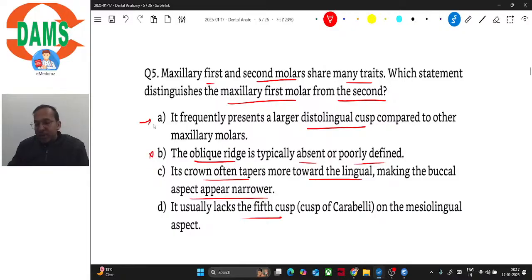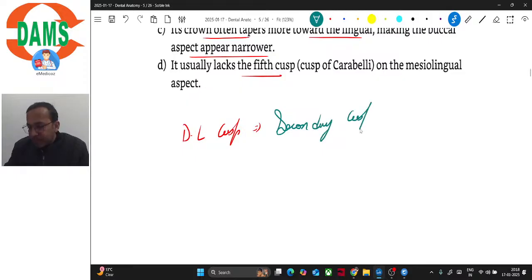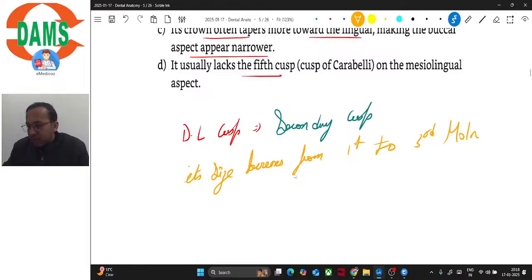What about option A? It frequently presents with a large distolingual cusp compared to other maxillary molars. Now we just talked about the primary cusp and the secondary cusp, isn't it? So this distolingual cusp is the secondary cusp, and its size decreases from first to third molar, since it is the secondary cusp. So its size will gradually decrease from first to second to third molar, right?